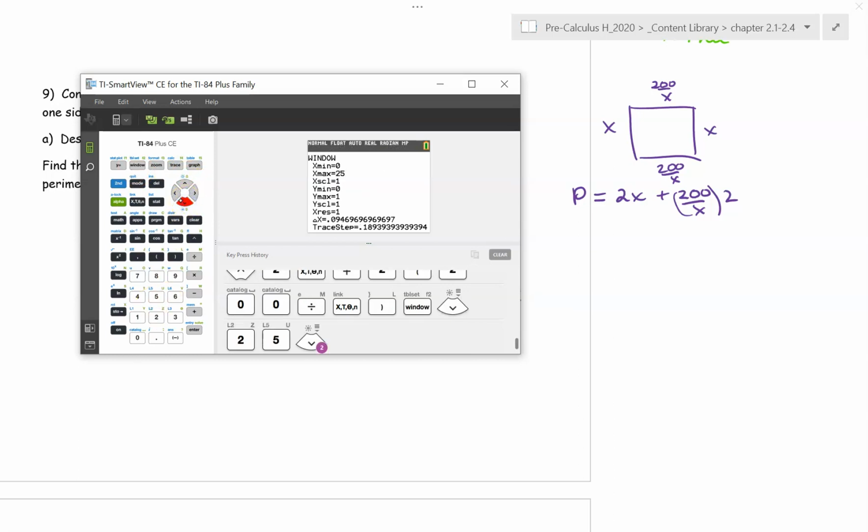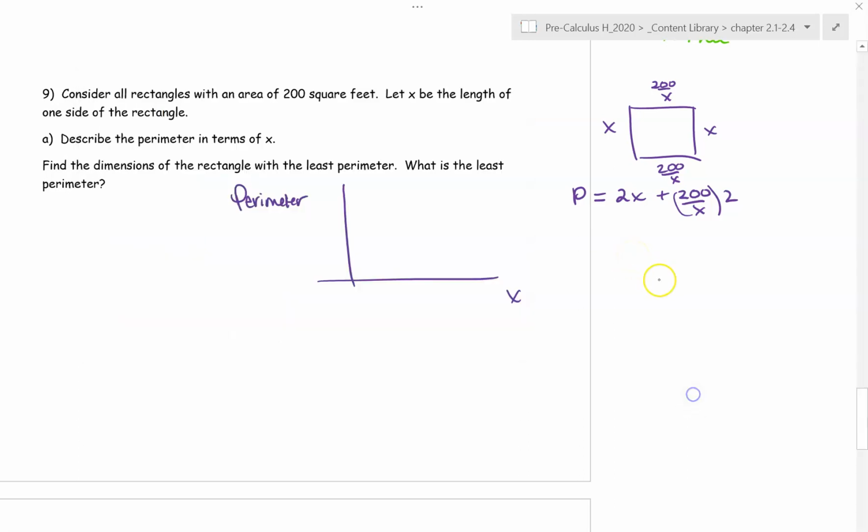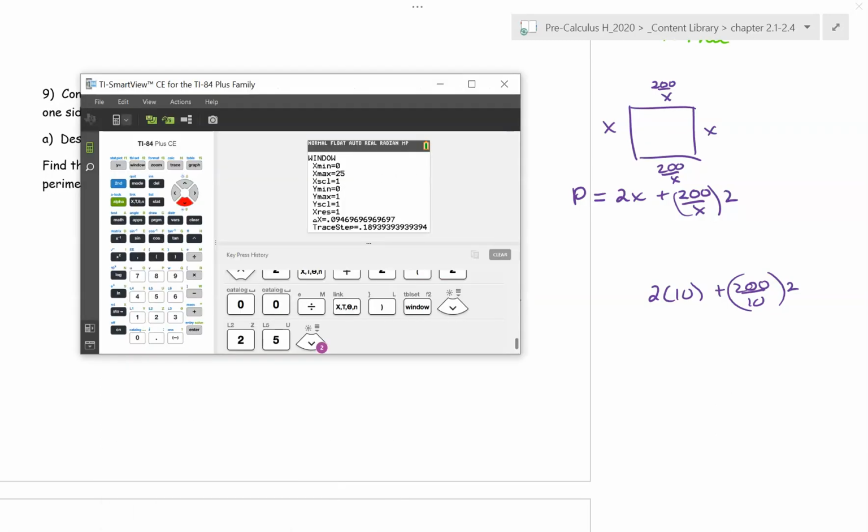Then the perimeter is the Y value. Let's say 10 and 20 make sense for X. If X was 10, you'd have 2 times 10 plus 200 over 10, times 2, which would be approximately 60. So let's go a little bit bigger and maybe make our Y max 80. Again, we're just guessing at the window, so let's take a look at the graph.